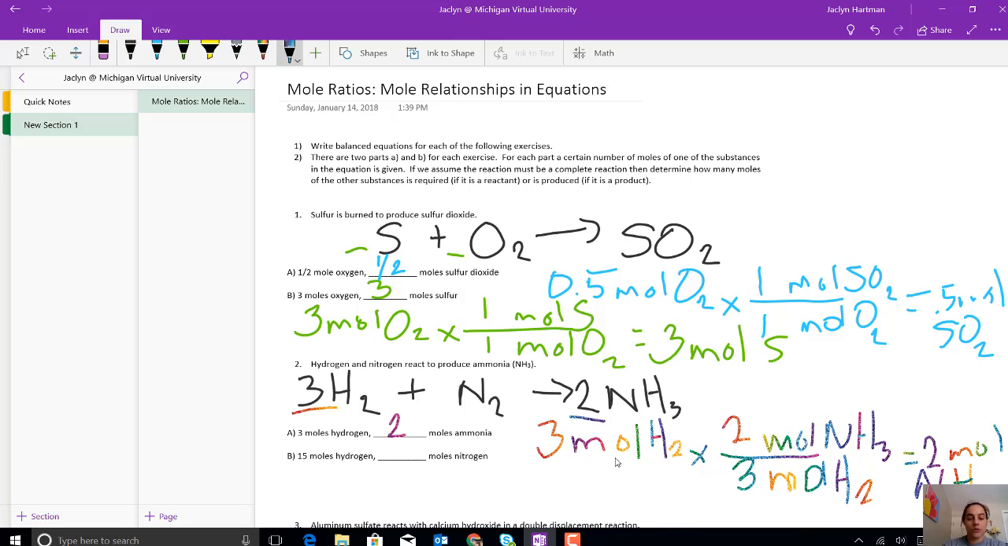Okay, let's try the second one. This time I have 15 moles of hydrogen, and I want to know how many moles of nitrogen I need to react with 15 moles of hydrogen. So moles of H2 on the bottom, moles of N2 on the top. And again, I drop in my coefficients, 3 for H2 and 1 for nitrogen. And I do my math, and I find that I need 5 moles of nitrogen.